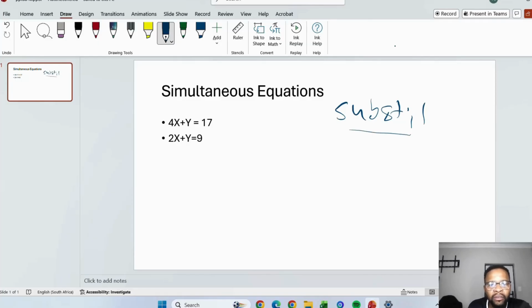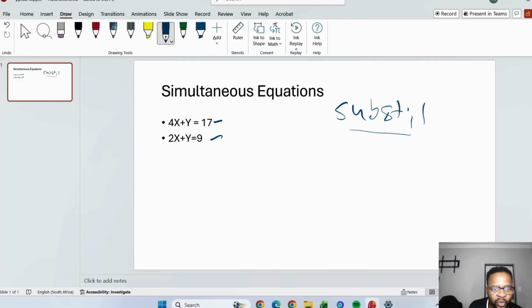In the method of substitution, we choose between this equation or that equation to make x or y the subject of the formula. How do we make x or y the subject of the formula? Meaning we choose between x and y. Which one is easier for us to make the subject of the formula, whether x or y? In this case, when I look at it, y is easier to be the subject of the formula. So let's get into it.